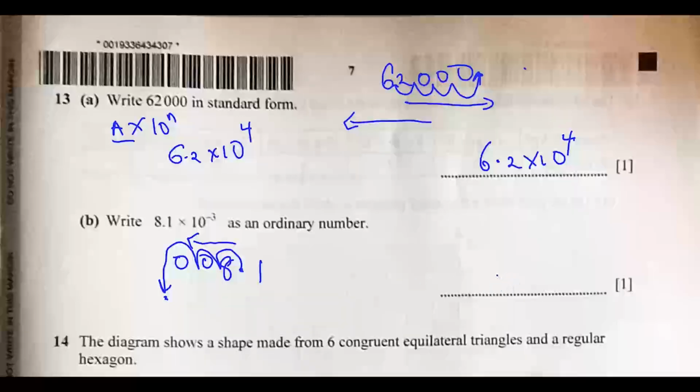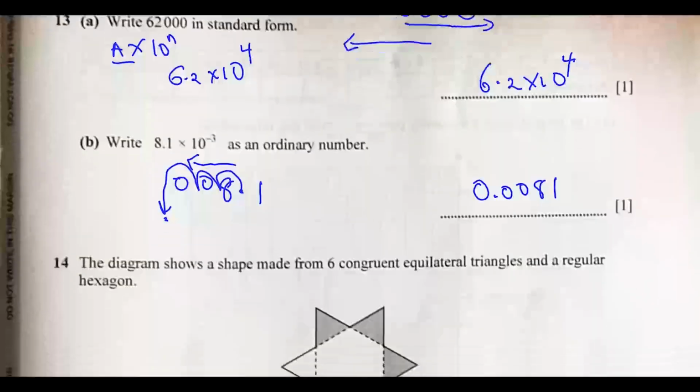So we have 0.0081. But it's always good to precede a decimal point with a 0, so we need to put 0 here. And that will be the answer to that question. So the next question will be question 14.